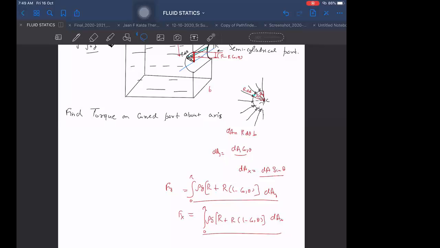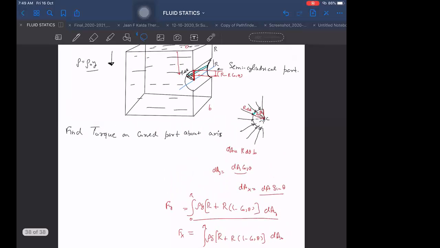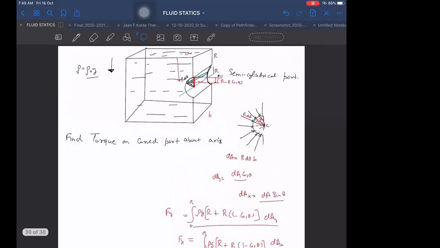Sir, yes, from the top up to this curved surface there is r, sir, distance. Yes, that is R only. Okay, sir. That is R only.